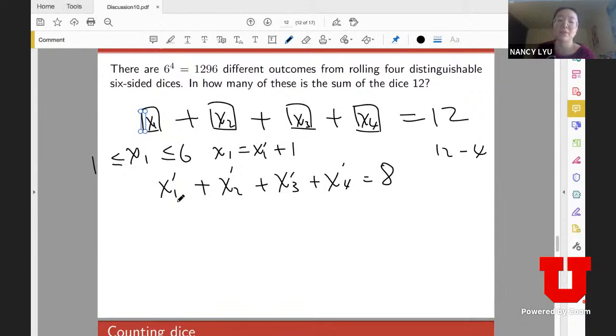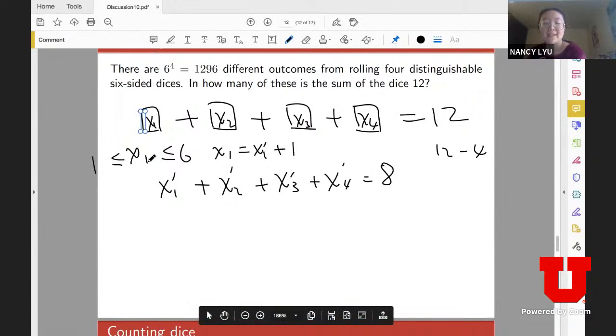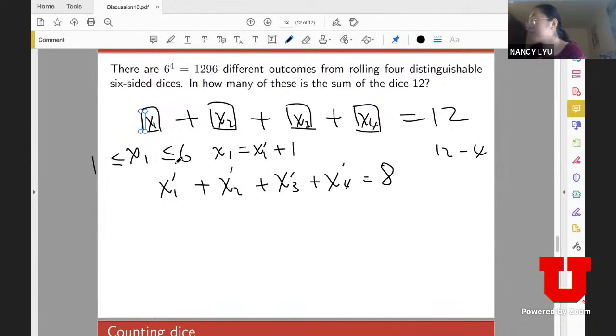So the number of possible solutions to this equation is the same as the one above, because we know that each of the x has to be greater than or equal to 1. So we can minus 4 on both sides and give us this. Okay, and then we know that x1 has to be less than or equal to 6. So here you will give you all the possible solutions.